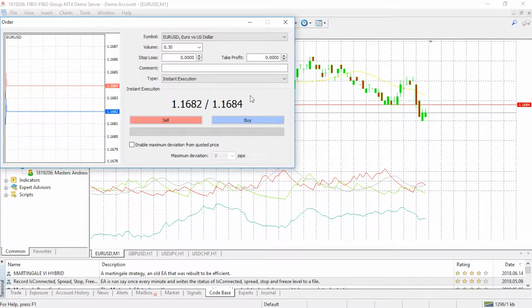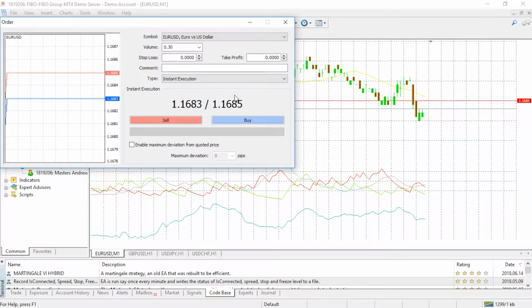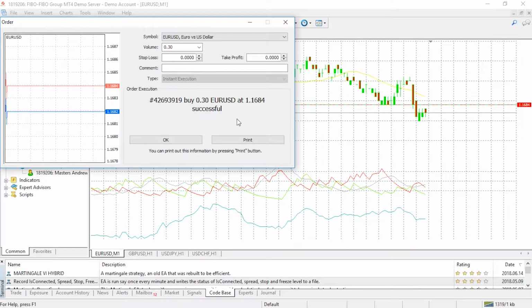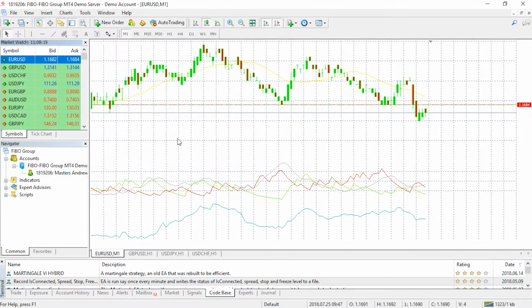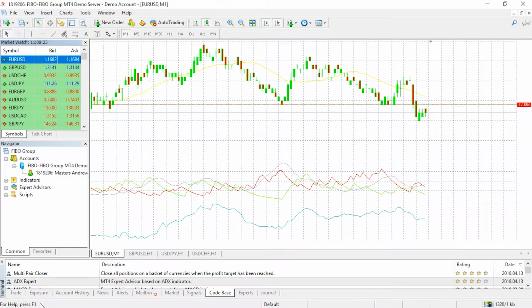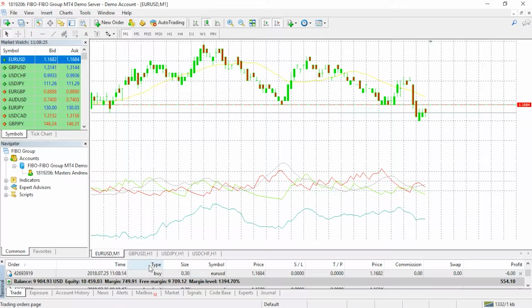To place a trade at the market price, choose the volume of the trade and make sure Instant Execution is selected. You can now click either the buy or sell order. Once the trade is executed, you press OK, and when you come down, you can now see the trade in your trade window.